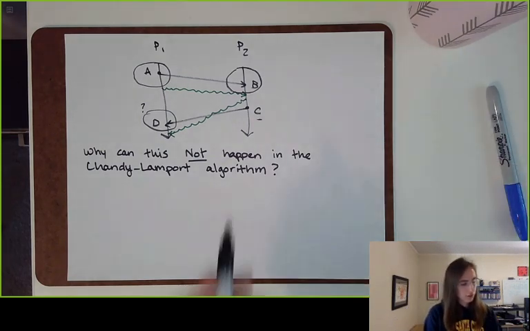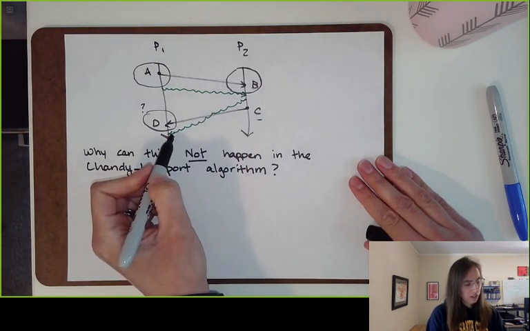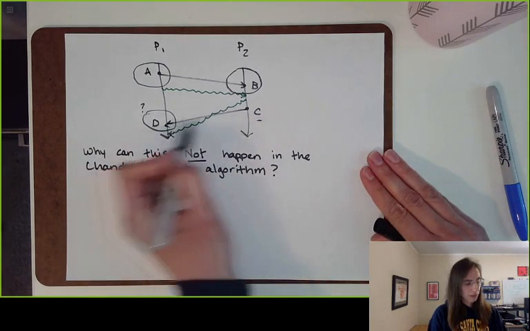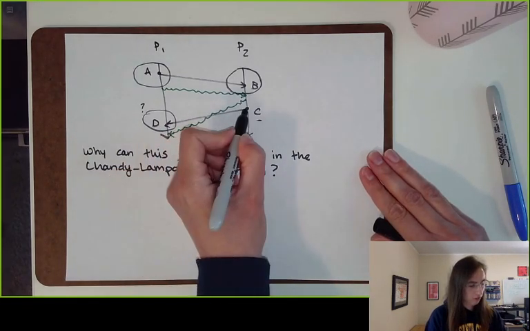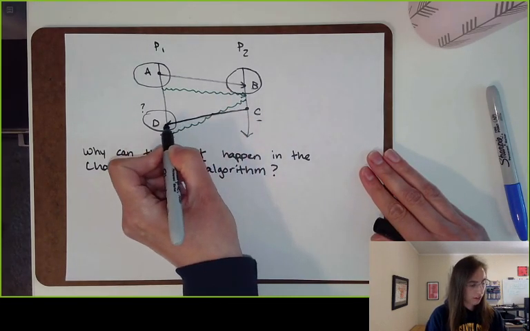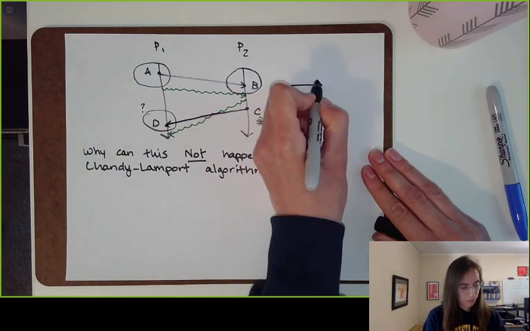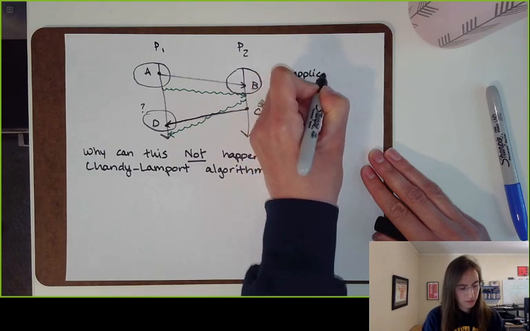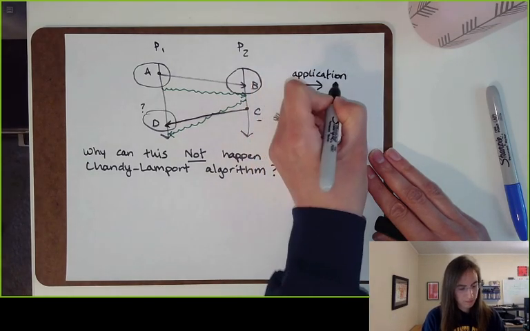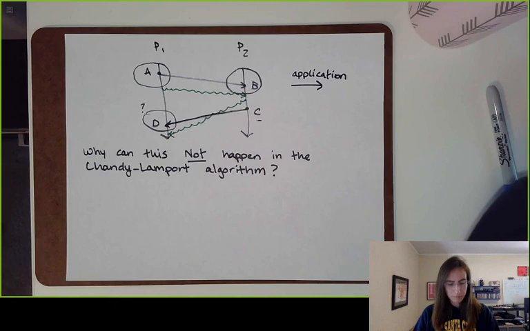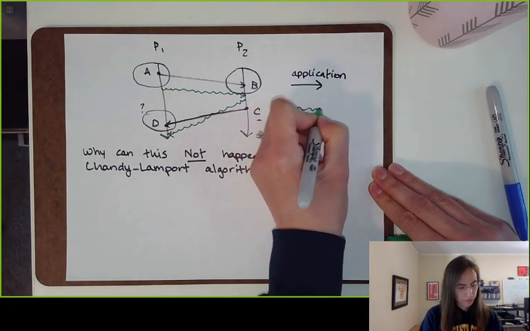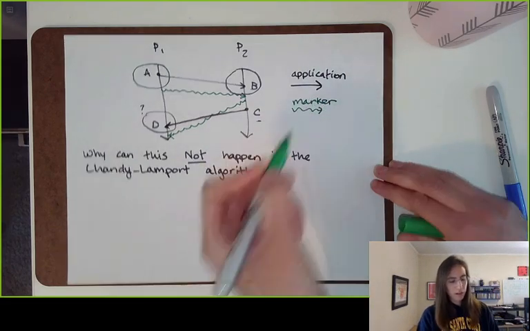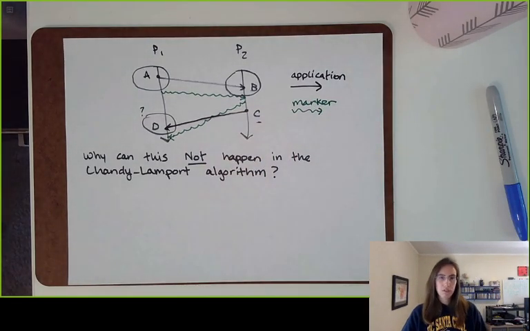And these marker messages, just like any other message, they have to go through channels, just like the regular application messages. So these black messages here that are these straight black lines, I'll call these application messages because they're part of the regular application that's running. And then these wavy green ones are what I'll call marker messages. But both kinds of messages have to go through channels.